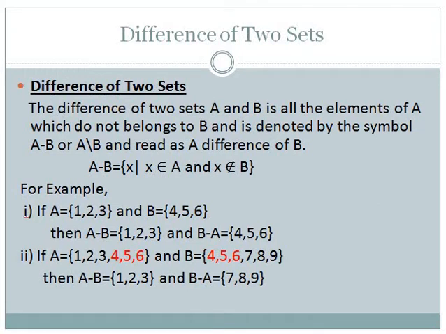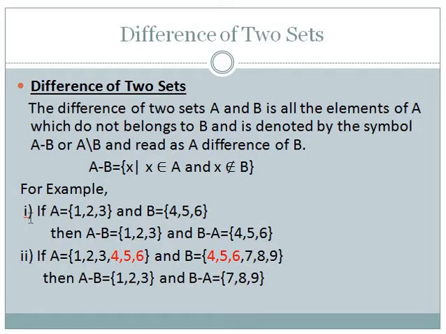Now the difference of two sets. The difference of two sets A and B is all the elements of A which do not belong to B, and is denoted by the symbol A − B or A \ B and read as the difference of A and B. The set representation of A − B is all x such that x belongs to A and x does not belong to B.